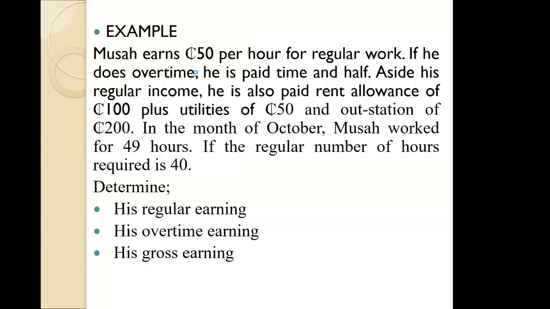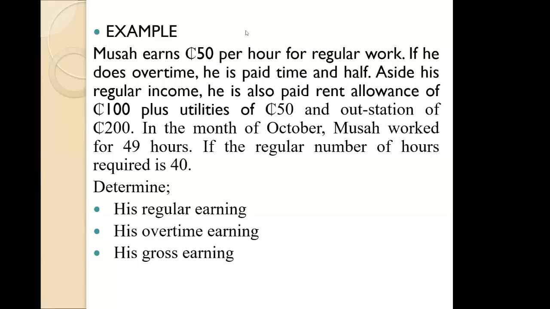That 9 hours is going to be multiplied by the overtime rate. The overtime rate is going to be 50 times 1.5, because the question says he is paid time and half. And if he does overtime, he is paid time and half. So that means he will be paid 1.5 times 50, which is 75. 9 times 75 is 675. Good.